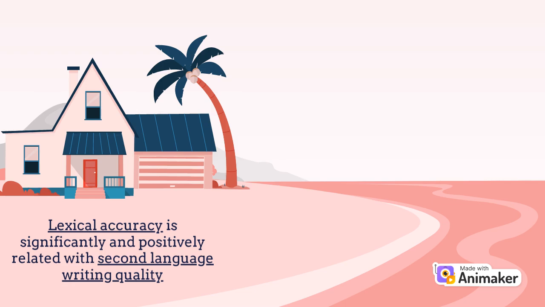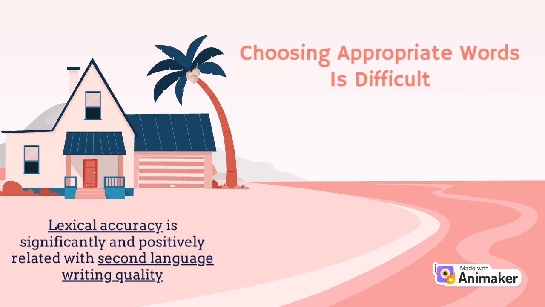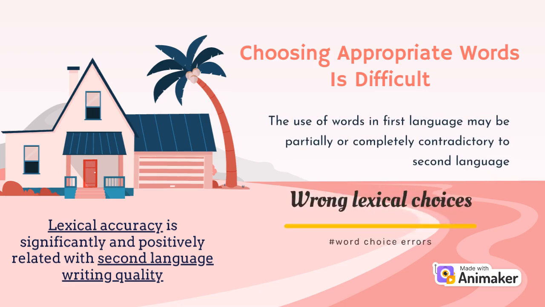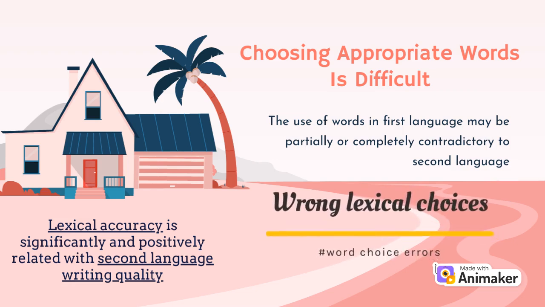However, choosing appropriate words is difficult because students often decide which words to use based on their first language knowledge. The use of some words in their first language may be partially or completely contradictory to their second language. When wrong lexical choices are made, this results in word choice errors. It is often the second language writing teacher's responsibility to administer corrective feedback to reduce these errors.